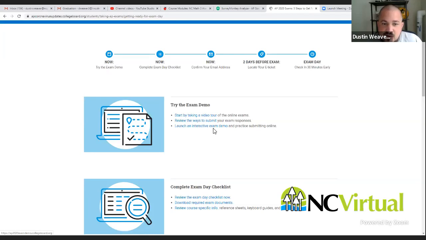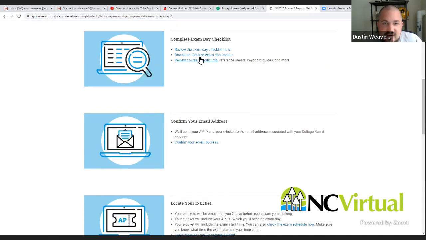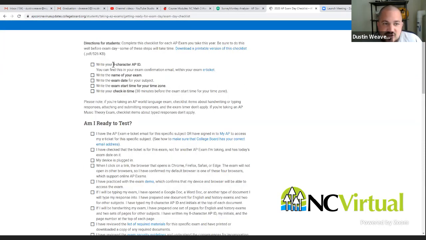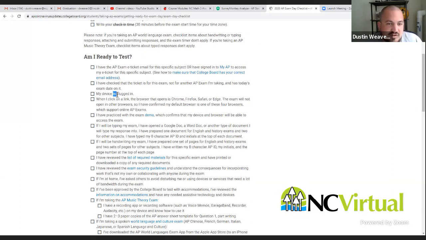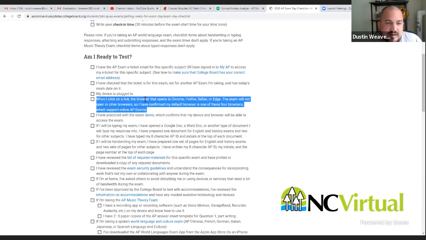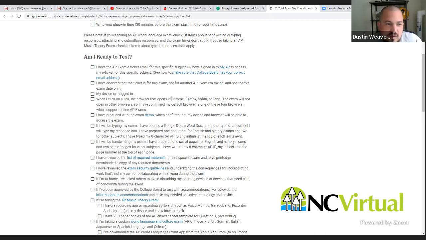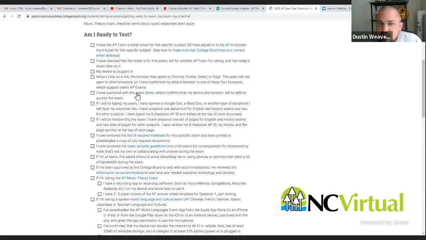Trying the exam demo will make sure that your browser's up to date. And then there is an exam day checklist that you can look through, where it says to write down your 8-character AP ID, the name of your exam, the exam date, the start time, and your check-in time 30 minutes before, making sure your device is plugged in. When you click on a link, the browser opens in Chrome. The exam will not open in other browsers, such as Firefox, Safari, or Edge. Practice with the exam demo, so that confirms that the device and browser will be able to access the exam.